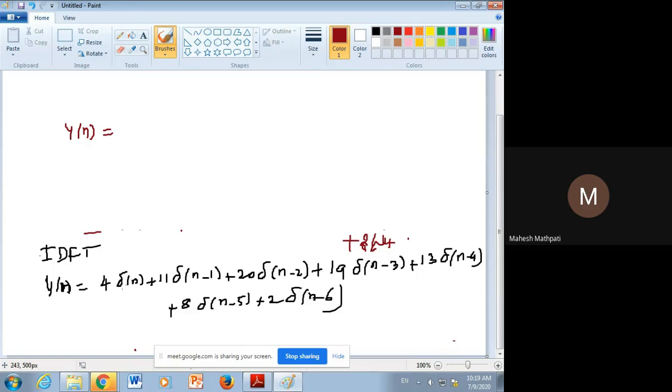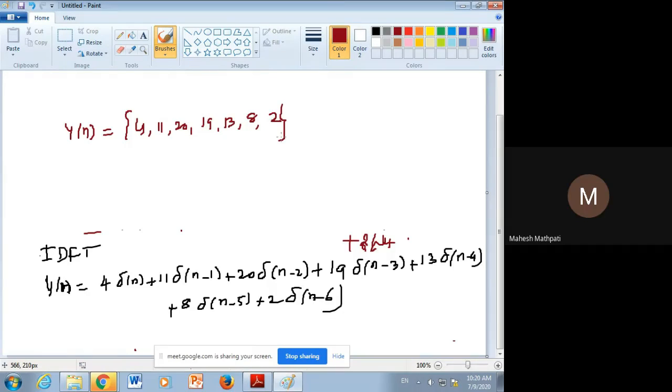Are you getting my point? When is delta of n equal to 1? For the zero value. So it is 4, the first value is 4. And the second function is 1 when n is equal to 1, so I write 11. Likewise I am going to write all the coefficients here: 19, then 13, 8, 2. This is my y of n answer. So all the coefficients I have written here. Any confusion?